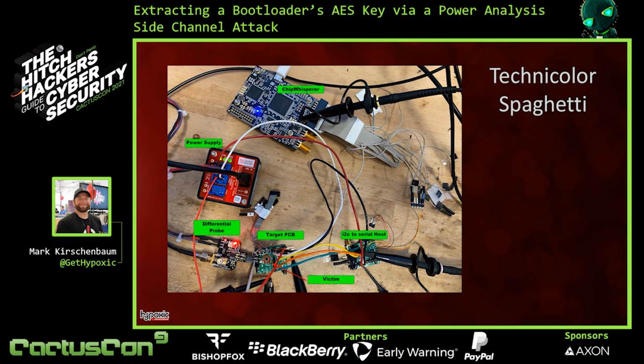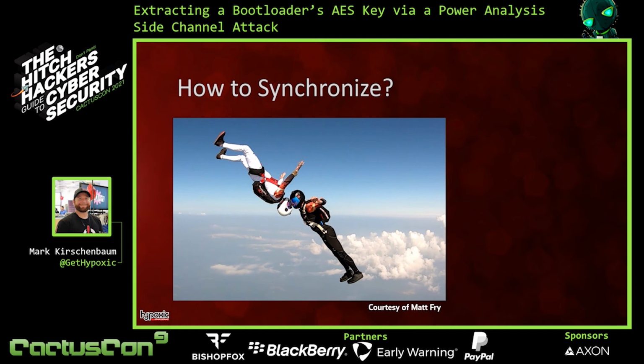So basically technicolor spaghetti at this point. Now that we're capturing all these traces, how do we synchronize the traces amongst one another? Generally, if you had an external clock, it would make it real easy to synchronize that data, and the ChipWhisperer does a good job of synchronizing that data for you.